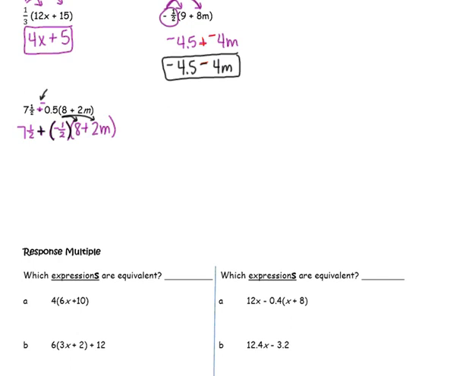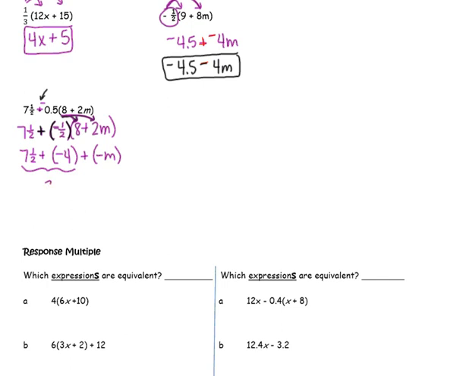So we're going to distribute the negative 1/2 to the first and second term. I'm just going to bring down the 7½. Negative half times 8 is negative 4. Bring down the plus sign. Negative half of 2m. Half of 2m would be 1m. 1m is the same as m. And the negative times the positive is a negative. These are like terms and can be combined.